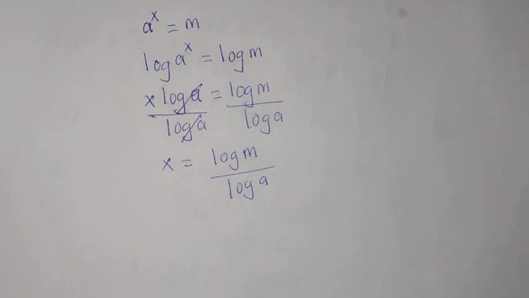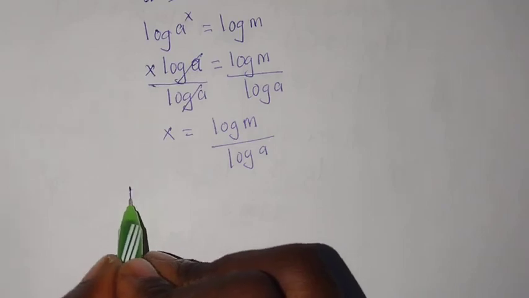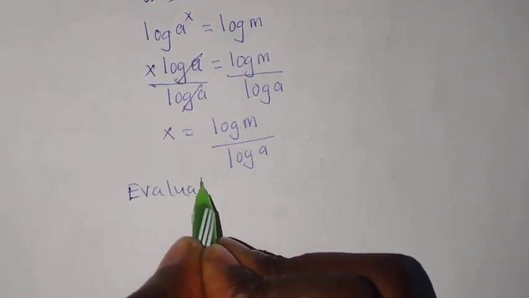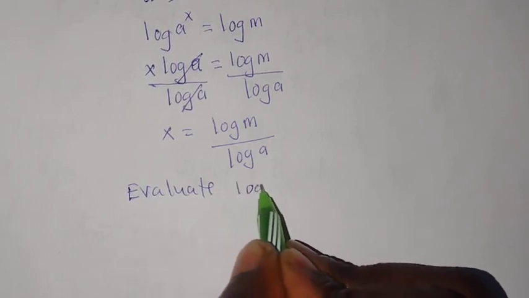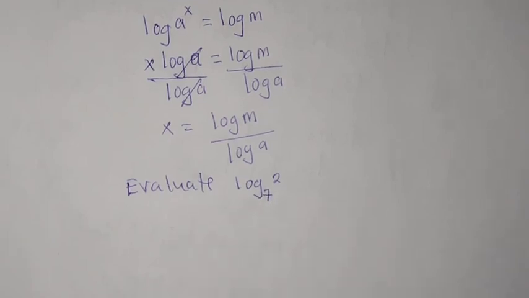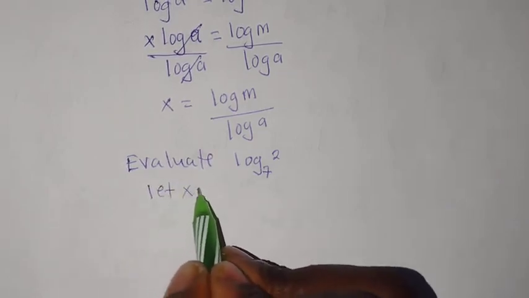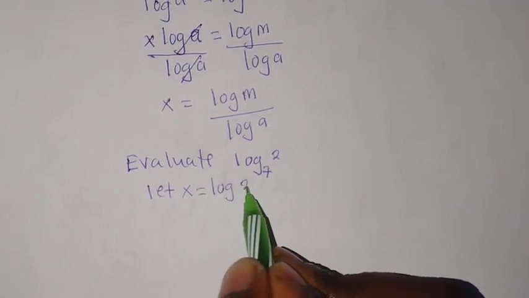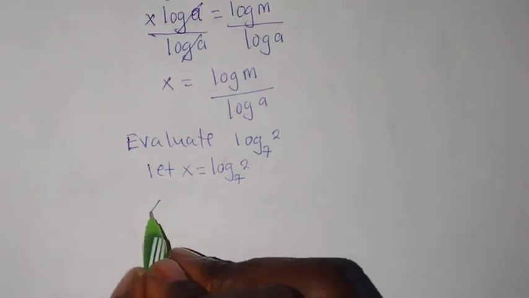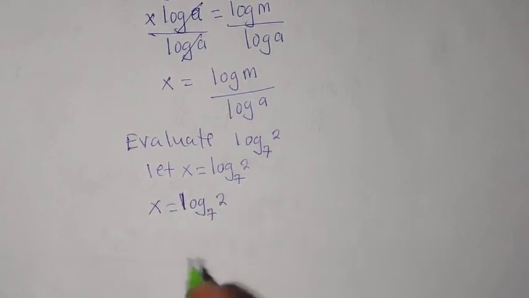Let's say you are given, can you evaluate log 2, which is in base 7? Can you evaluate this one? In order for you to evaluate this one, you are still going to do the same. So we say we let X be equal to this, log 2 with a base of 7. So this is X equal to log with a base of 7, then 2.